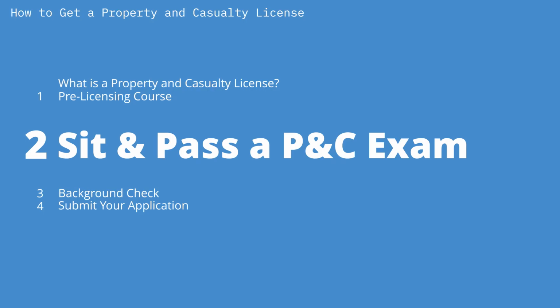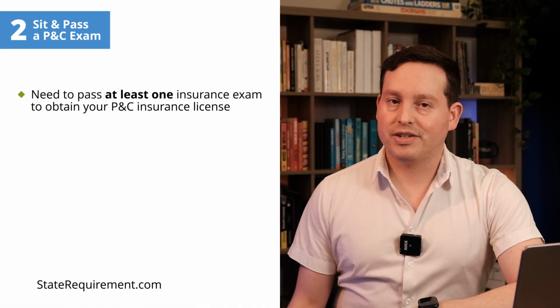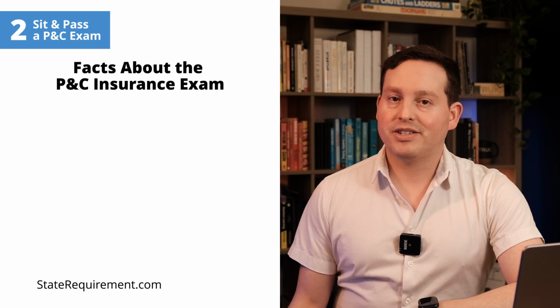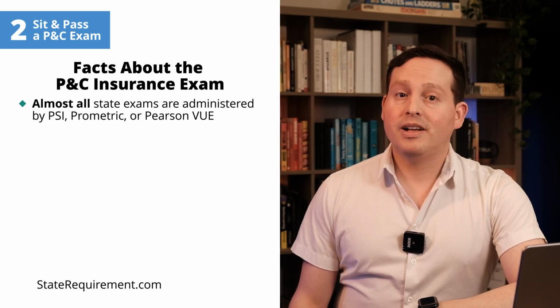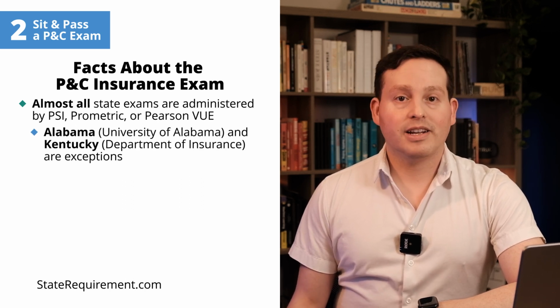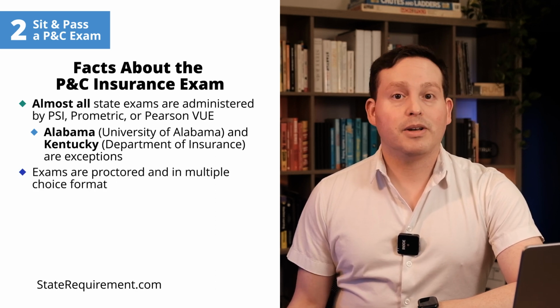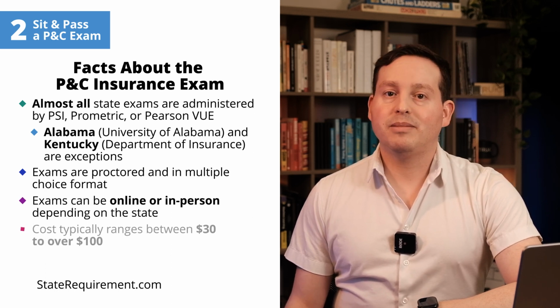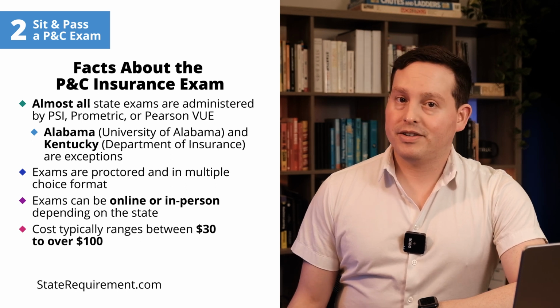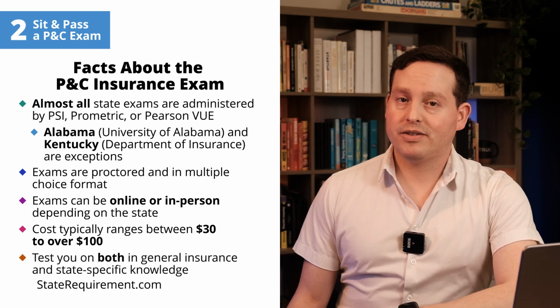Step 2. Pass your state P&C exam. Regardless of where you're looking to qualify, you'll need to pass at least one insurance exam to obtain your P&C insurance license. Here are a few fun facts about the P&C insurance exam. Almost all exams are administered by PSI, Prometric, or Pearson VUE, though Alabama, University of Alabama, and Kentucky, Department of Insurance, are the exceptions to this. Exams are proctored in multiple choice formats. Exams can be online or in person, depending on the state in question. The exam's cost typically ranges between $30 to $100, depending on the jurisdiction and exam type in question. Exams will contain components testing you on both general insurance and state-specific knowledge.